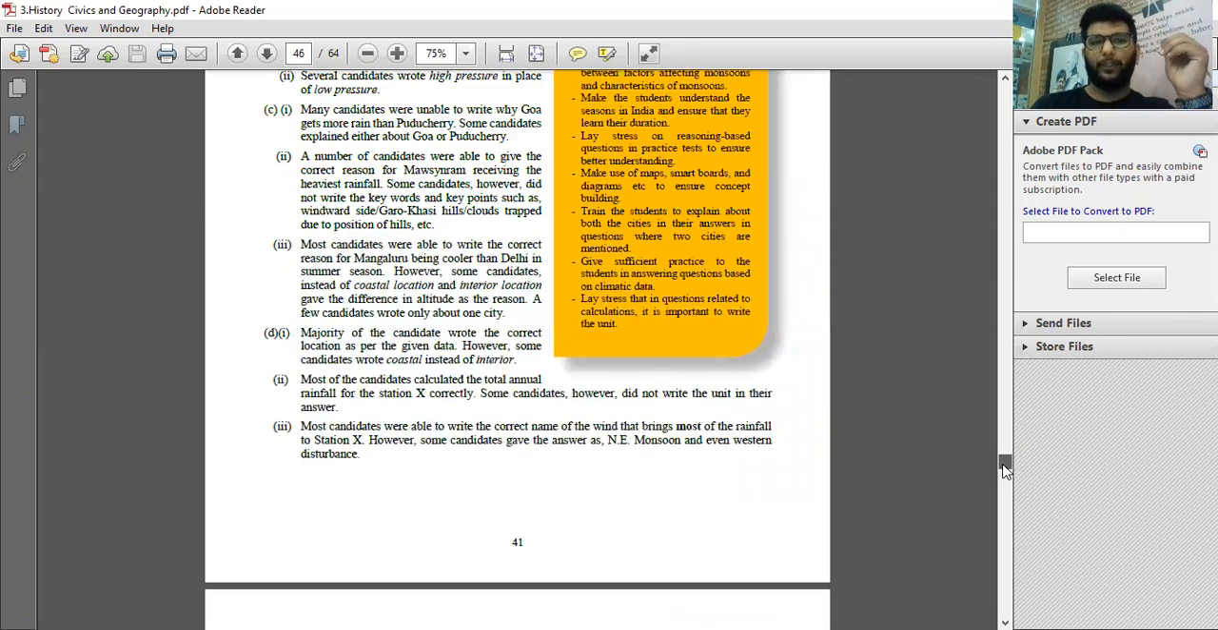Again, a number of candidates were able to give correct reasons for the monsoon, Mawsynram, heaviest rainfall area. We all know that. So what is the reason behind it? Garo Khasi Hills are supposed to be acting as a barrier. So we all know the fact it's a windward condition out there. So windward is toward Mawsynram, and the other side becomes the leeward side.